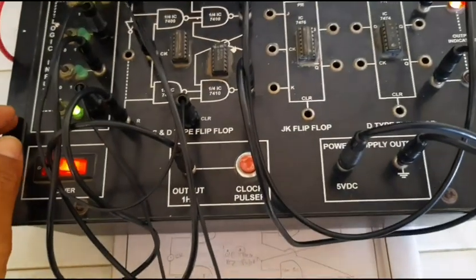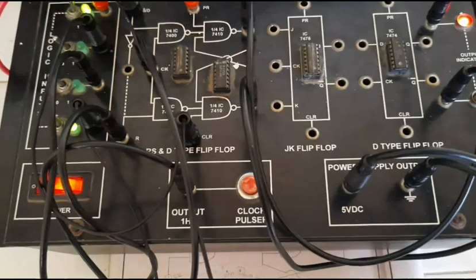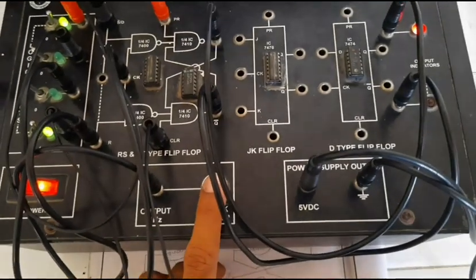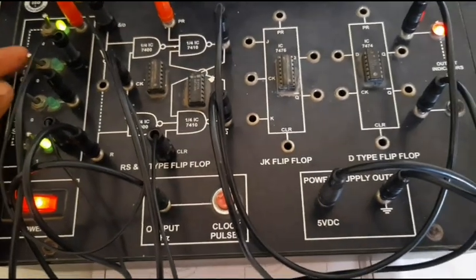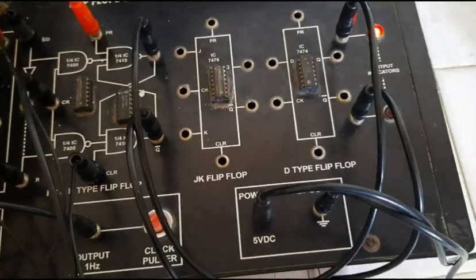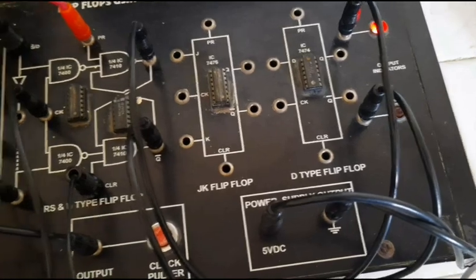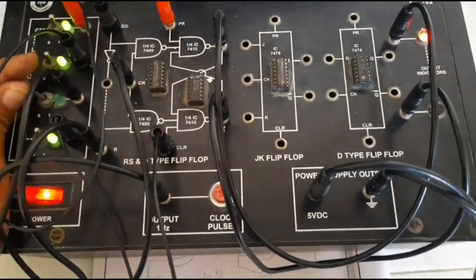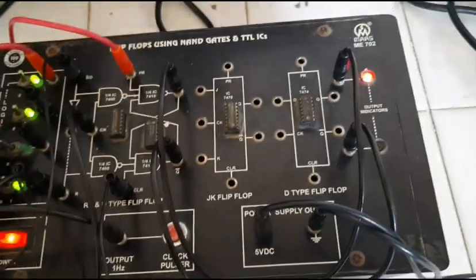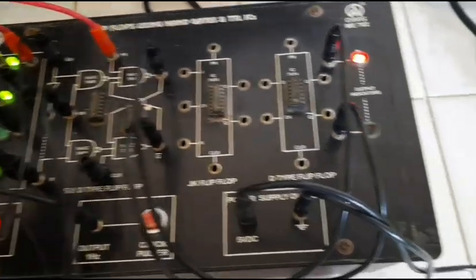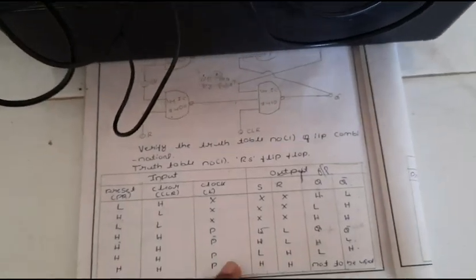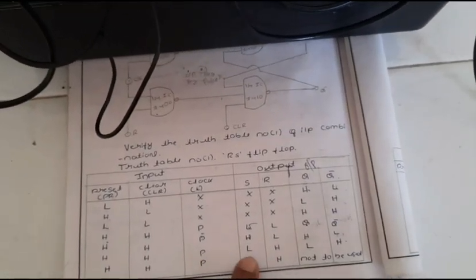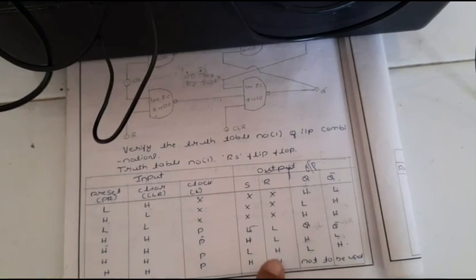So let us verify here. One clock pulse again, and then S must be high, R must be low, so the output must be high and low, correct. Q must be high, Q bar must be low. So next one, we have to apply one pulse each time, and we should change the S and R inputs.